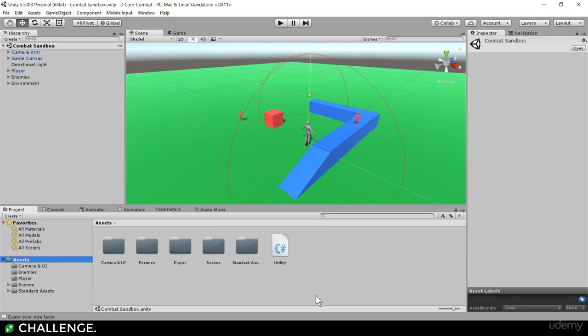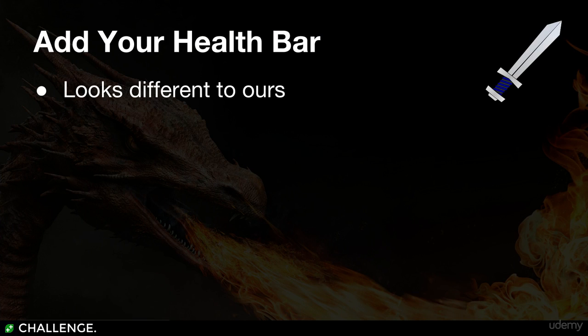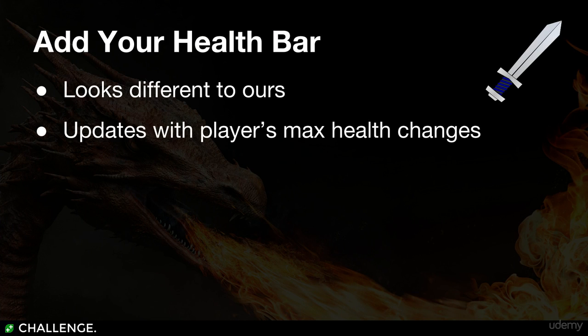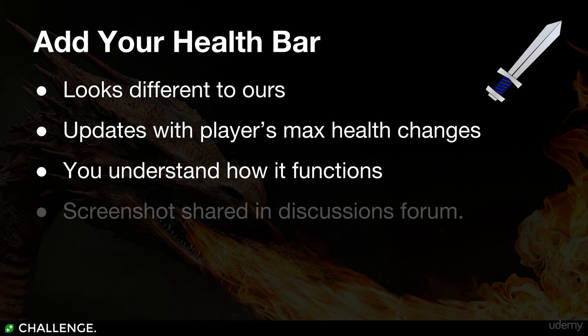So congratulations on getting this far. What I want you to do now is to add your health bar. To succeed in the challenge, it wants to look different to ours because you're building your game, not ours. It should update with the player's max health changes. We're not making the actual health public, so we are making the max health a serialized field which you can change in the inspector, so you can see the effects of that. Make sure that's working properly. Make sure you understand how this functions, what those two scripts do, and screenshots should be shared in the discussions forum. We'd like to see what you've done with your health bars.